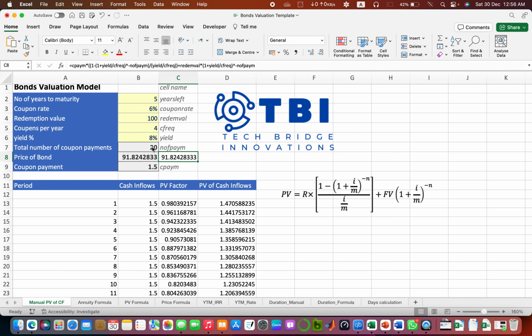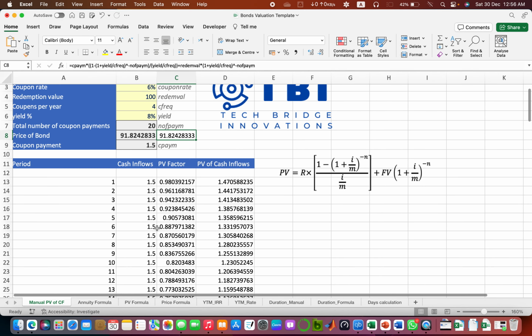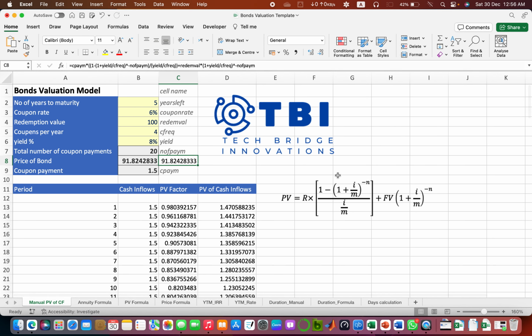So we are getting the exact same answer. This is how we calculate the price of a bond using a single annuity and single payment formula. This is very useful if you don't want to show this whole table and just want to find out the price. So that's it for this video, and in the next video we will learn how to calculate the price using the PV formula.